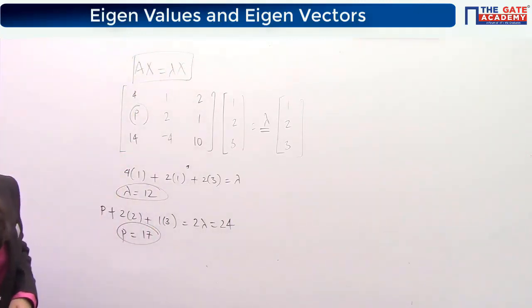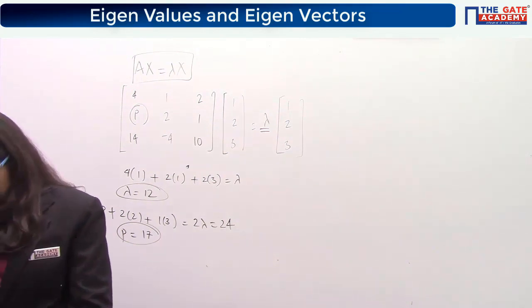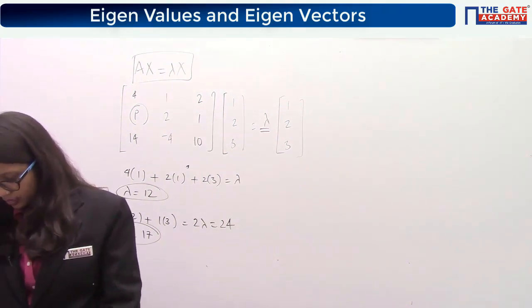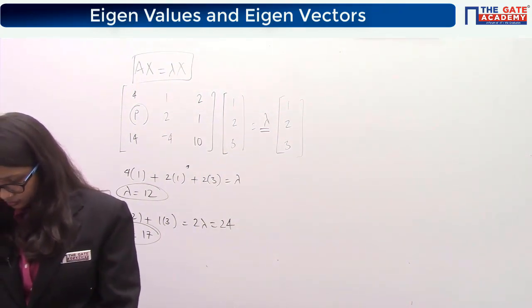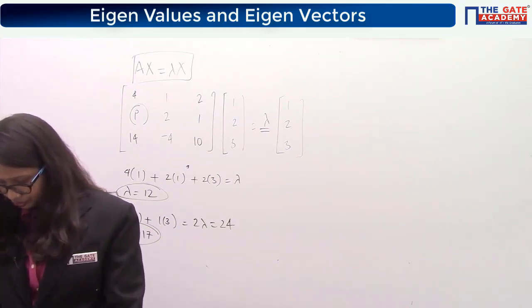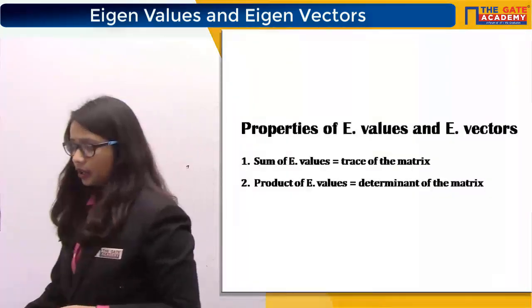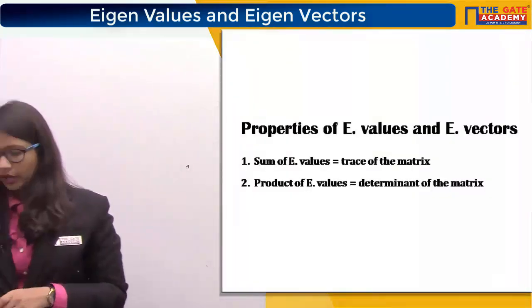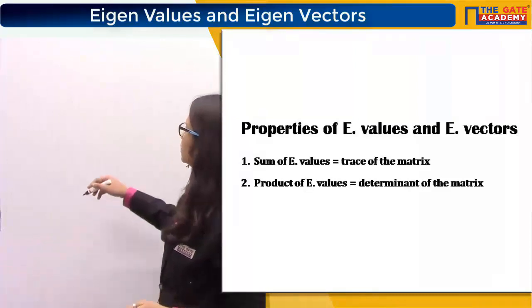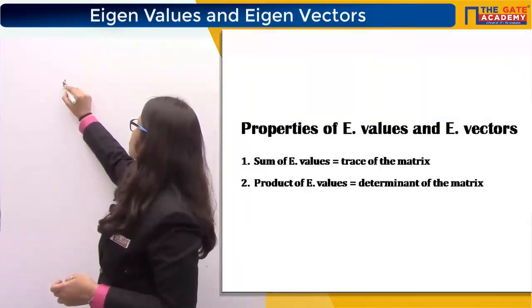Okay. Next write down properties of eigenvalues and eigenvectors. Write down the first property. So first two properties are about the sum of eigenvalues and product of eigenvalues. Very important properties. Many questions are asked from this topic.